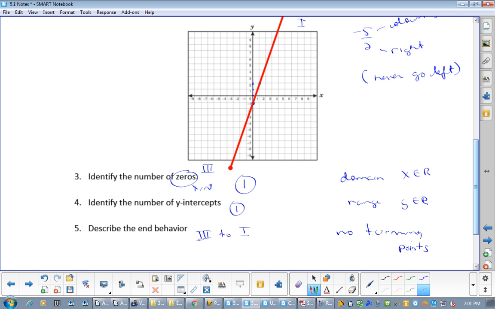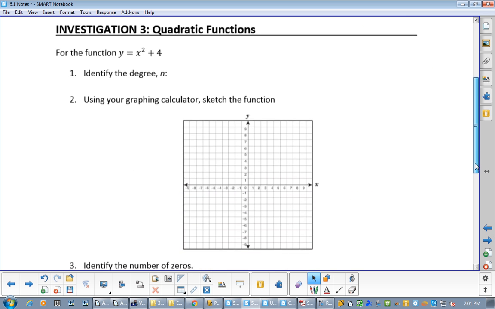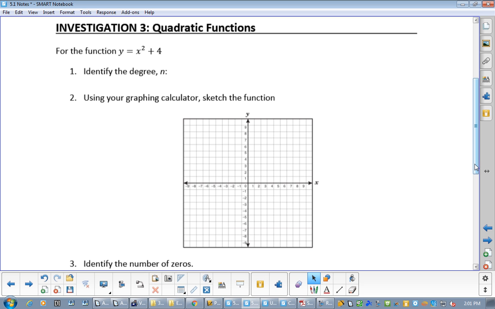So today's all about just getting all this stuff back. Okay, and then like I said, all of this stuff is here, but we're not going to do it there. We did it on the other page. Quadratic functions, x squared plus 4. What's the degree? Degree 2. Okay, circle it. That is where I got my 2 from.